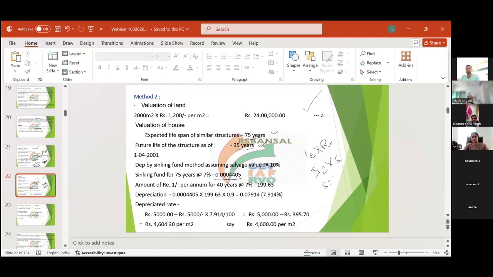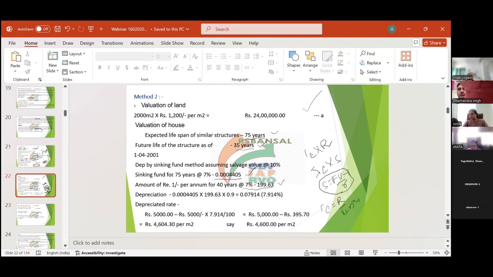As you know, S is the future value factor, (1 plus R raised to n) minus 1 upon R. Here you have to take the age of the building. Then IC you can calculate as R upon (1 plus R) raised to power n minus 1. So these two you know, you can calculate the sinking fund factor, which is 0.000445, and the amount of fund, which is a cumulative sum, which is 199.63. So you multiply both of them. See here, the depreciation only comes out to be 7.914%.